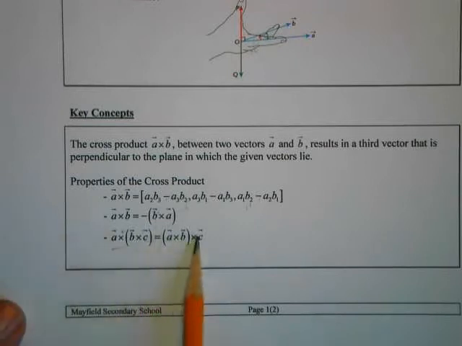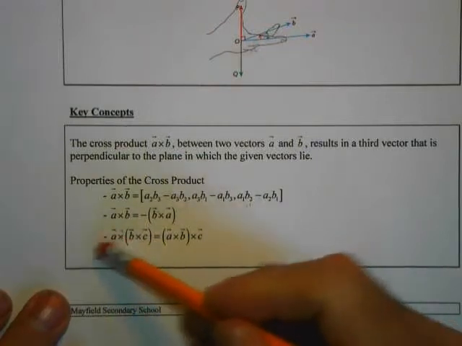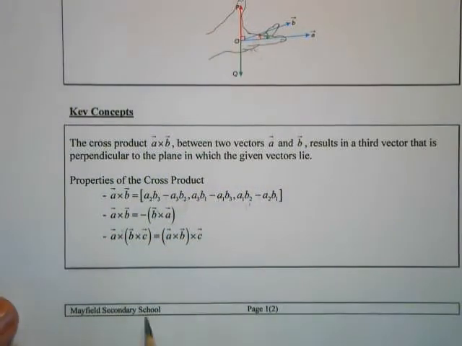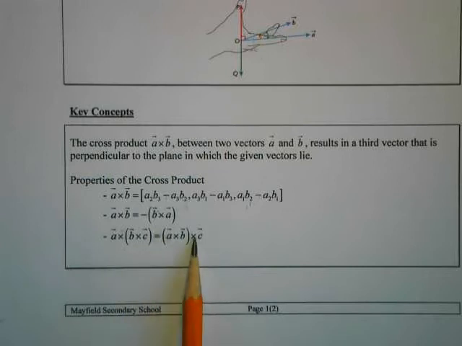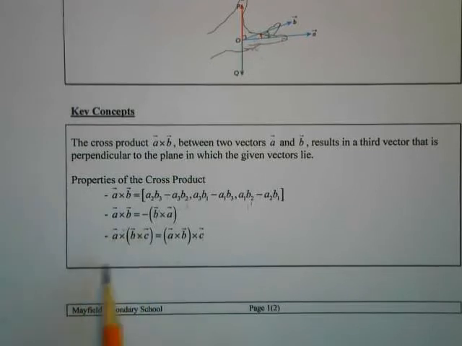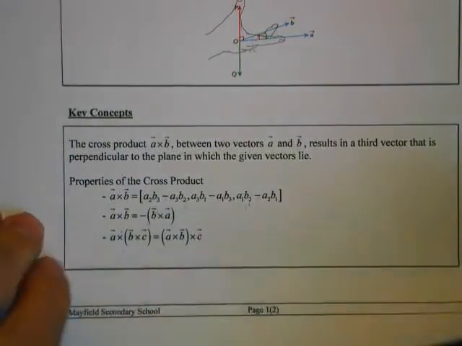Now this property is true. If you do 2 cross products in a row, it actually doesn't matter which. So if you do A cross B cross C, it doesn't matter whether you do A cross B first and then that result cross C, or if you did B cross C first and then did A cross the result of that. So that is a true property of the cross product.